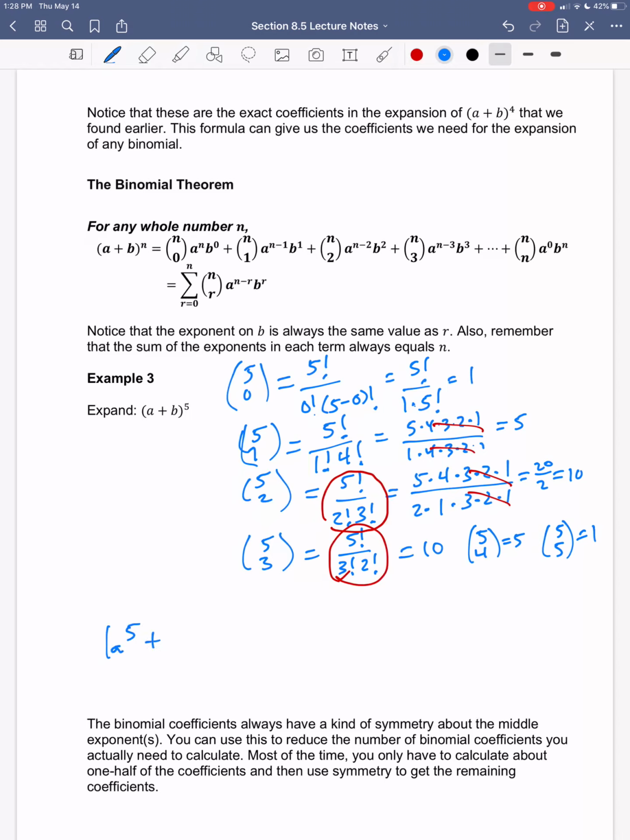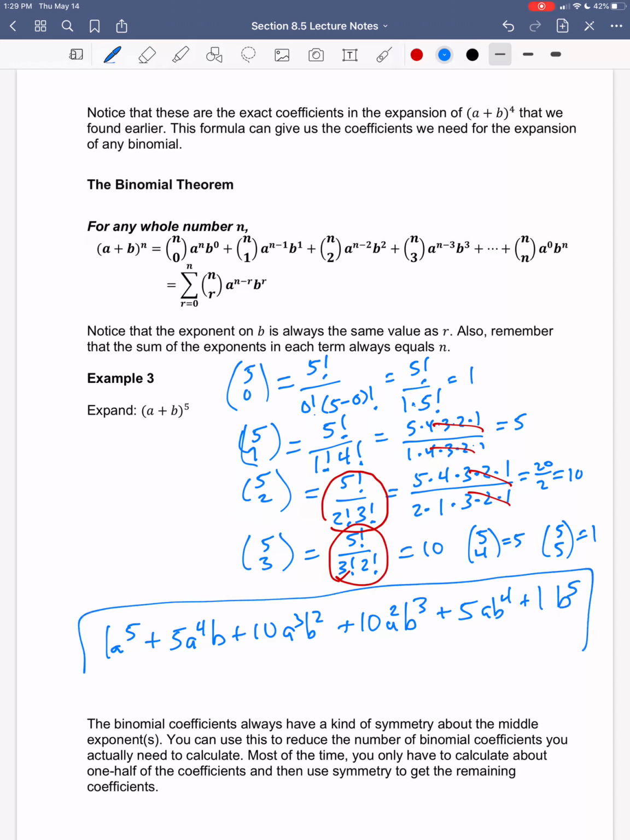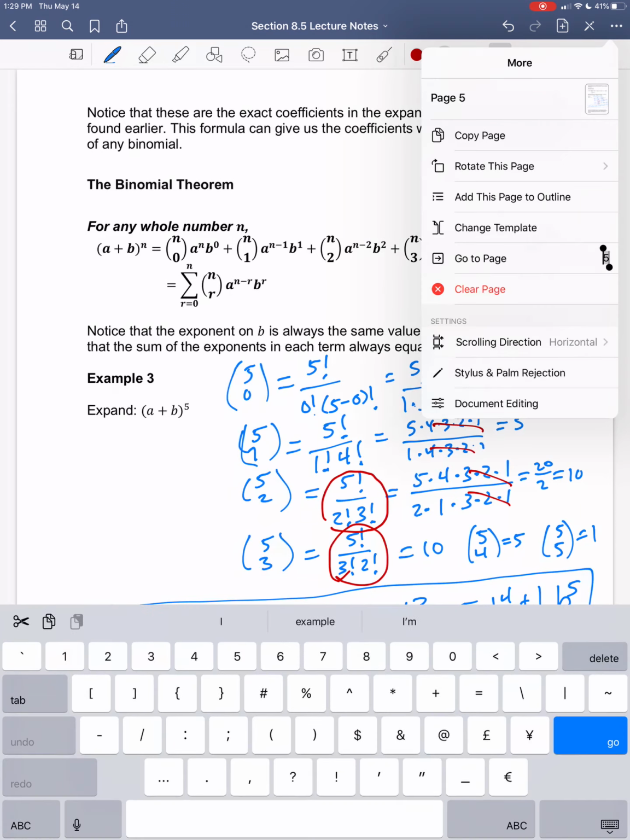And then I would get 5. I let a go down 1, b come up 1. And then 10, a goes down 1, b comes up 1. And then 10, a goes down 1, b comes up 1. And then 5, again down and up. And finally 1, b to the 5th. So we could figure that out without multiplying everything out. I talk a little bit about the symmetry here on the bottom. That usually will help you eliminate some of the work that you have to do.